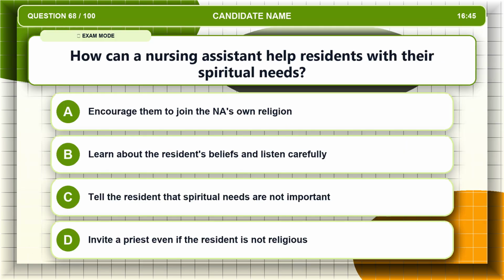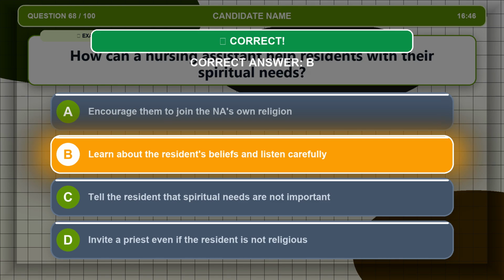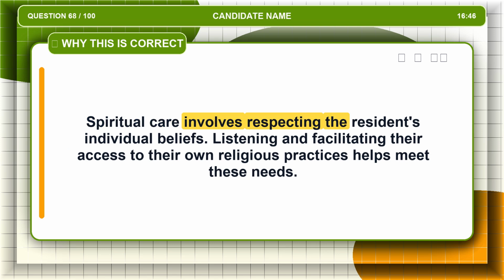Question 68. How can a nursing assistant help residents with their spiritual needs? Option A, encourage them to join the NA's own religion. Option B, learn about the resident's beliefs and listen carefully. Option C, tell the resident that spiritual needs are not important. Option D, invite a priest even if the resident is not religious. The correct answer is option B. Learn about the resident's beliefs and listen carefully. Spiritual care involves respecting the resident's individual beliefs. Listening and facilitating their access to their own religious practices helps meet these needs.